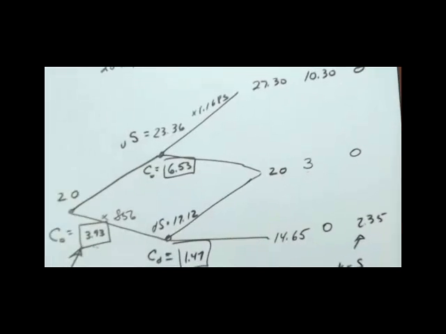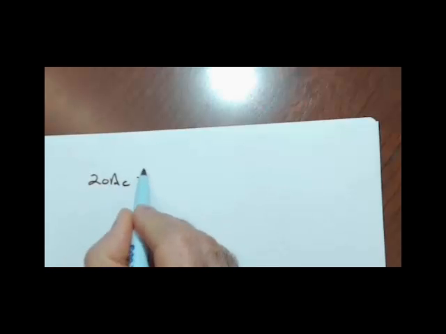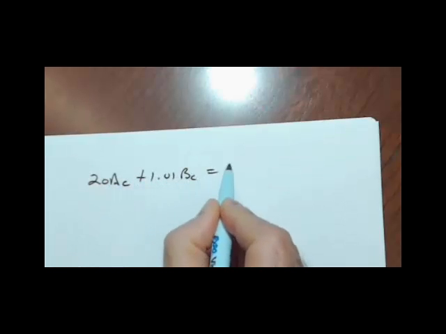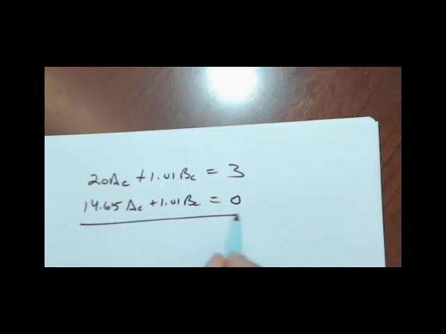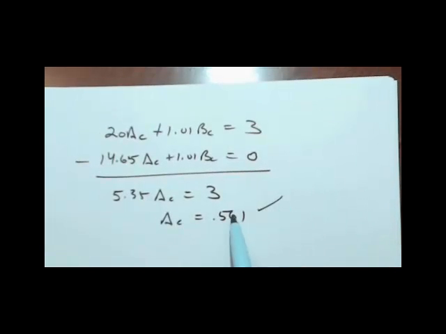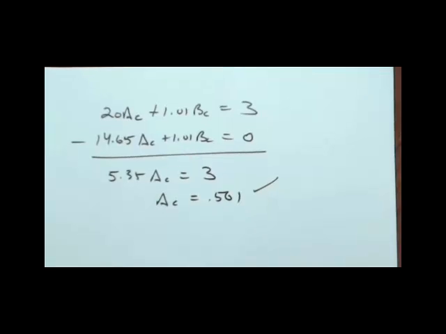Okay. So I just showed you the second method here. I'm going to show you the same method again. So looking at it from the down node, it's 20 delta C plus 1.01 BC equals 3. 1465 delta C plus 101 BC equals 0. Subtract the 2. 535 delta C equals 3. Delta C equals 0.561. We saw that number earlier on the other method, the same delta.